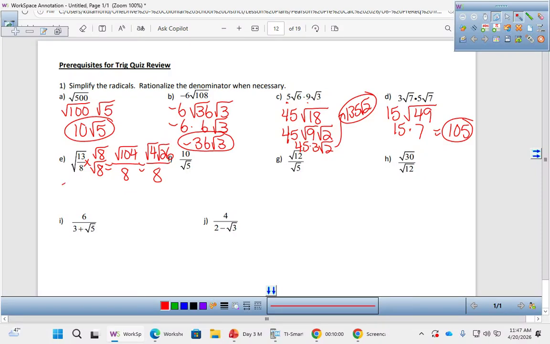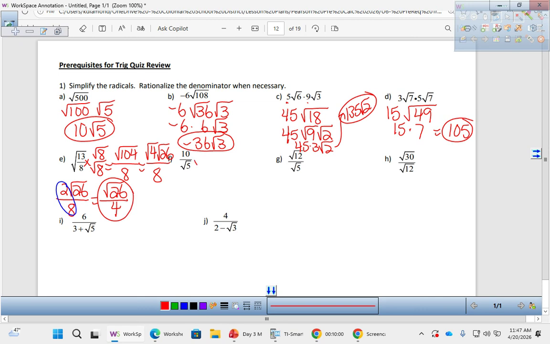And so I end up with 2 root 26 over 8. And then I'm just going to combine the 2 and 8 to make that a 1/4. So root 26 over 4 is my final answer.